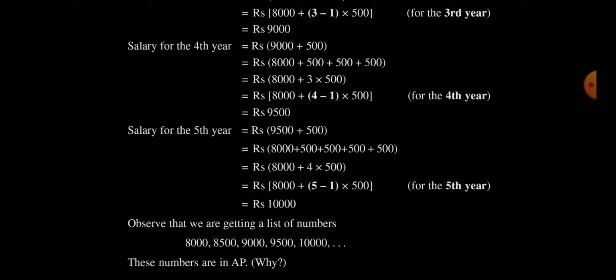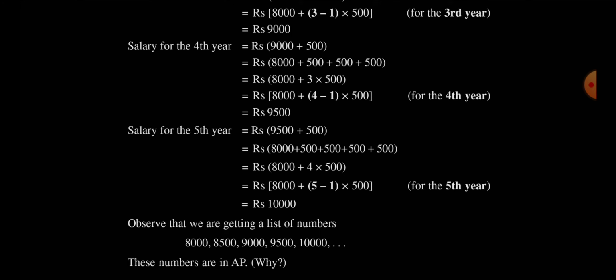Salary of the fifth year is equal to 9,500 plus 500, which is equal to 8,000 plus 500 plus 500 plus 500 plus 500, which is equal to 8,000 plus 4 into 500, which is equal to 8,000 plus (5 minus 1) into 500 for the fifth year, which is equal to Rs 10,000.